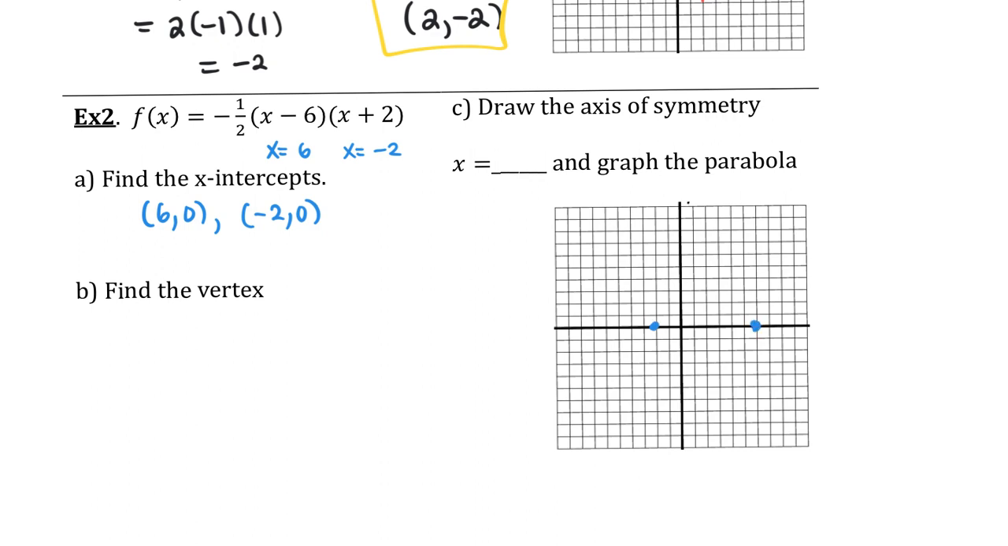Okay, now you could find the x-coordinate of the vertex by counting the spaces. I'm going to use the formula so we get used to the formula. So h equals, I'm going to add the two values together. So 6 plus negative 2, and then I divide it by 2. 6 minus 2 is 4. Divided by 2 is 2. Now before I move on, I want to make sure this is in the middle. So x equals 2 is right here. That looks like the middle.